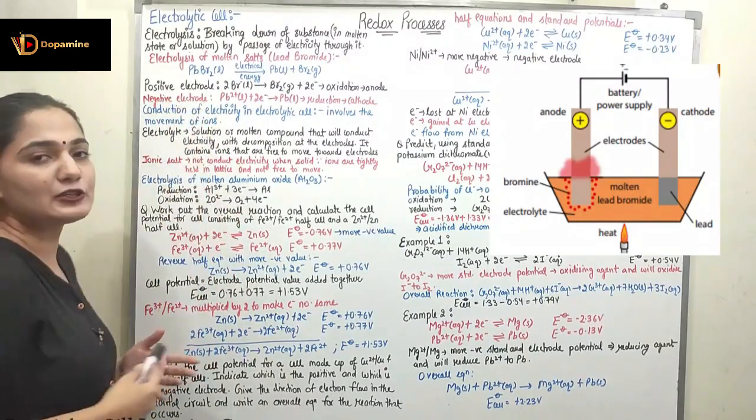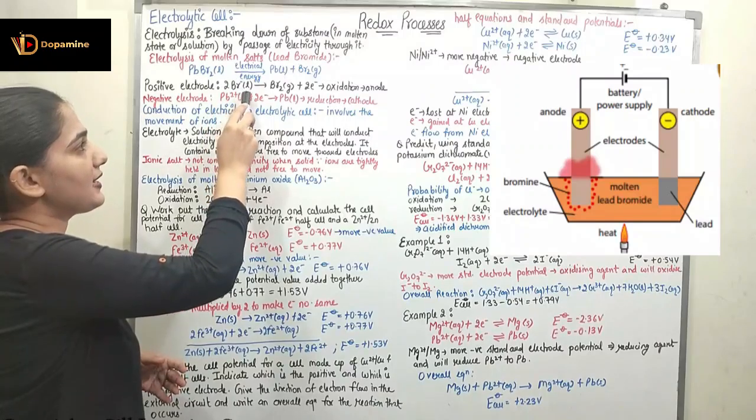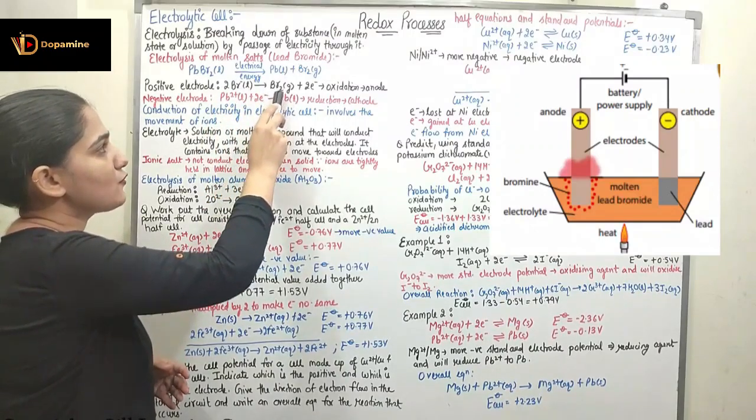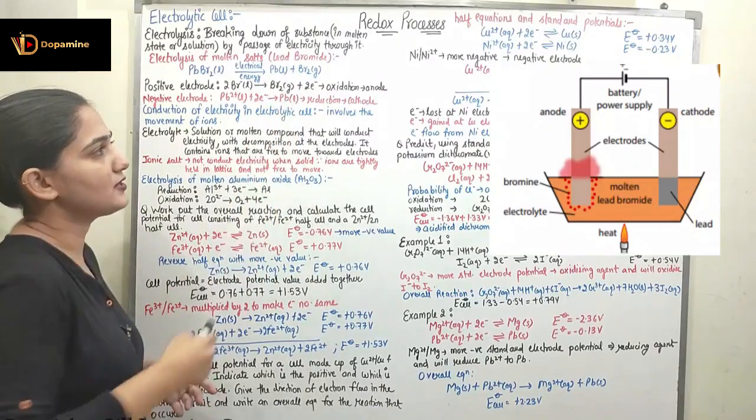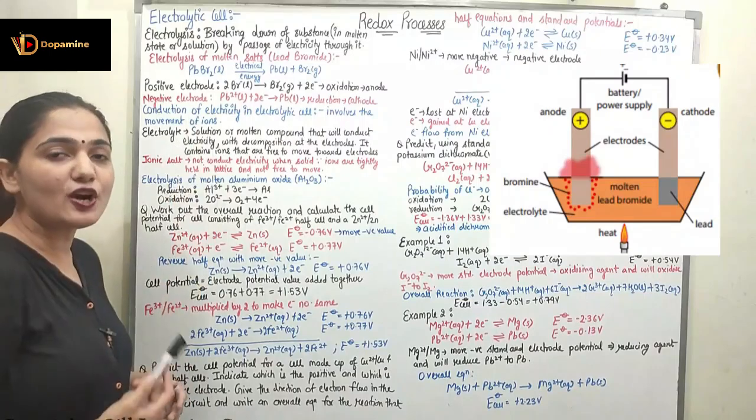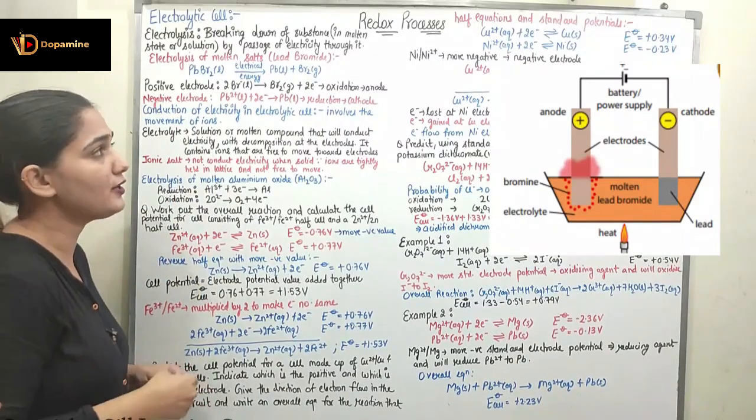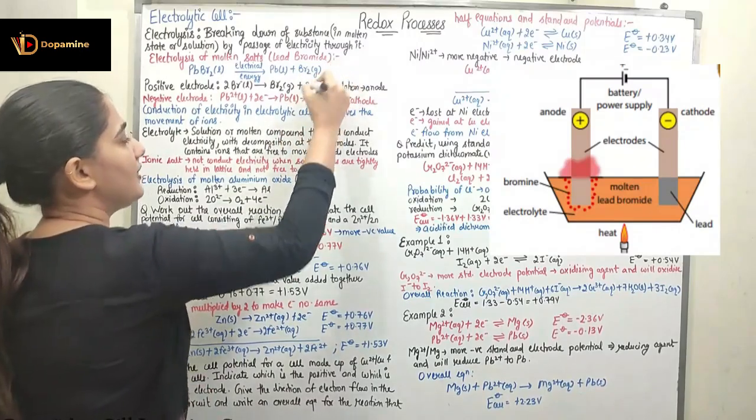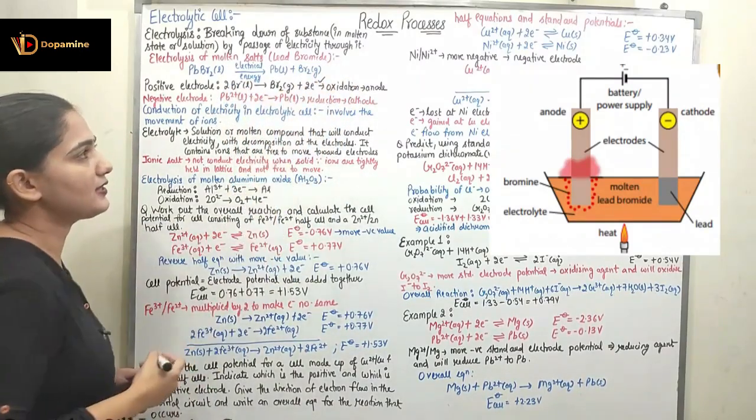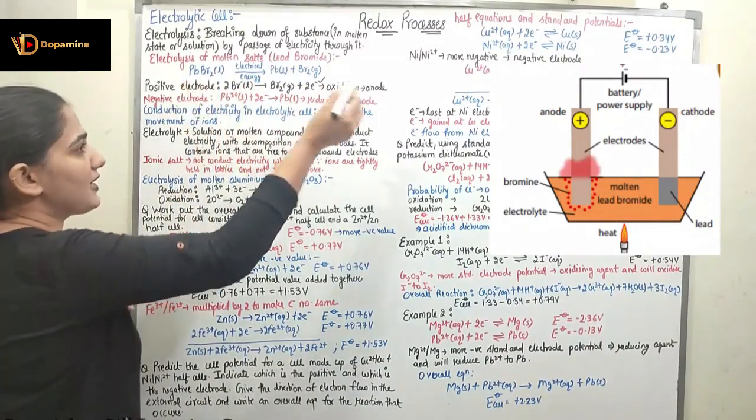At the positive electrode, what will happen? At the positive electrode, 2Br negative in liquid state oxidizes to form Br2 plus 2 electrons. This is the oxidation process, and thus I can call the positive electrode here the anode, because the oxidation process is happening at the anode. Here you can see the 2 electrons formed. So 2Br negative in liquid gives Br2 in gaseous form plus 2 electrons. This is the process of oxidation, and thus the positive electrode is the anode.